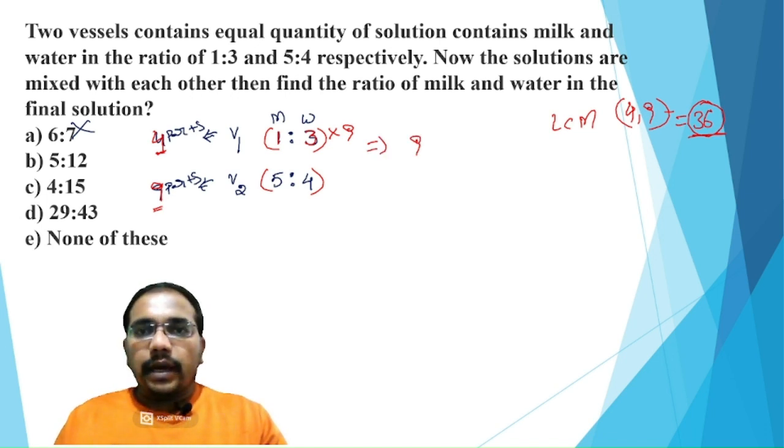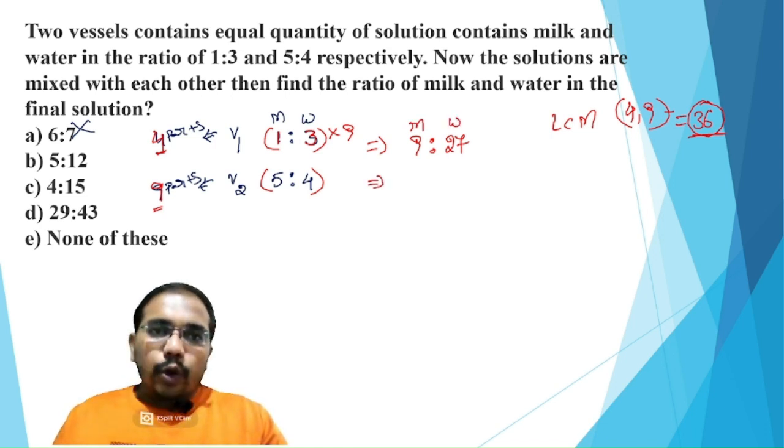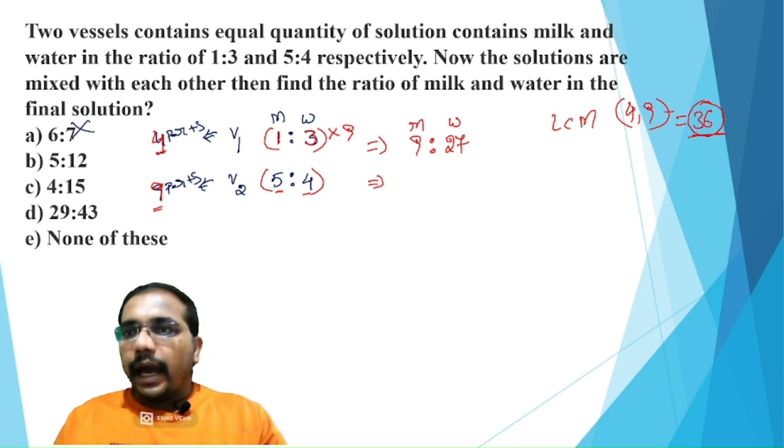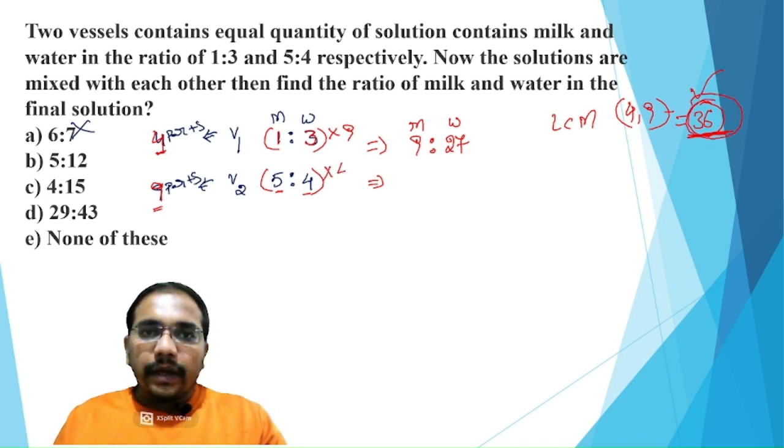9 ones are 9. 9 threes are 27. That is milk and water here. In the second vessel, total 9 parts is there. But I need to make this one as how much value? 36. So I need to multiply with how much value? 4. 5 fours are 20.